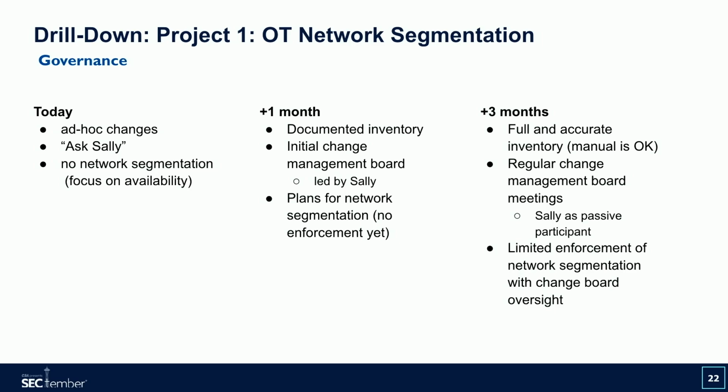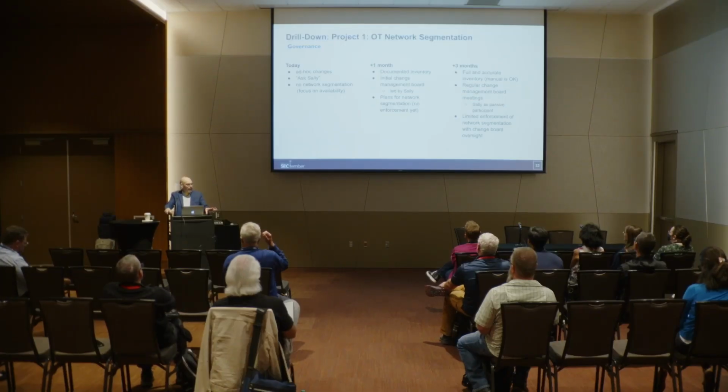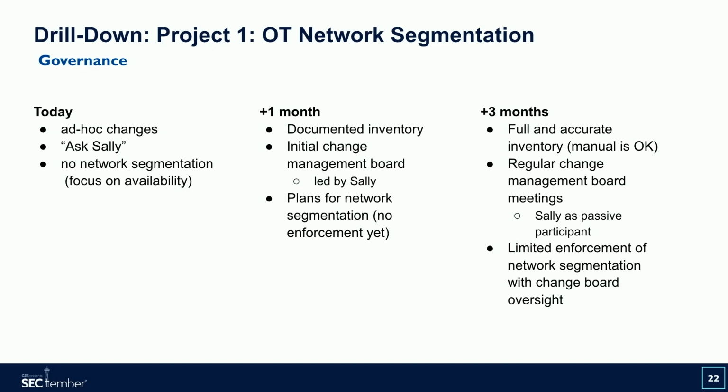They want to set up a change management board they never had. Sally will be the chair of that. And they want to start to develop the plans for network segmentation, put in place some tools and some policy enforcement points, but not actually turn on the enforcement yet. And then in about 3 months, have a full and accurate inventory. Again, it's okay that things require manual updates because it's a pretty static environment. They will have shifted to a regular change management board, and Sally will be a participant, but not the leader. And they begin to enforce network segmentation with change board oversight.